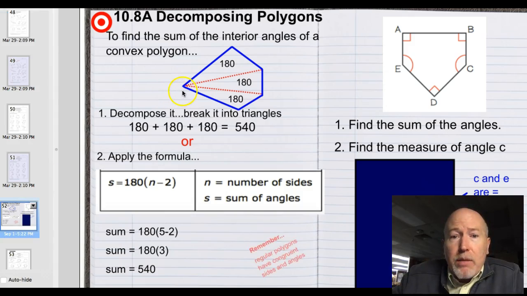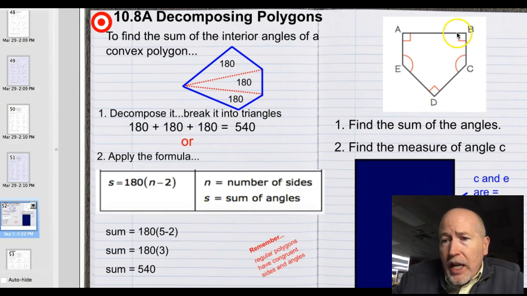We have to know how to decompose a polygon. We need to know how to find the sum of all of the angles in the interior. Remember how we found out that a quadrilateral had 360 degrees? Well, you do the same thing with any convex polygon. Start at one vertex, see how many triangles you can make. I was able to make 3 triangles here. In this pentagon, there are 5 sides. It has 540 degrees.